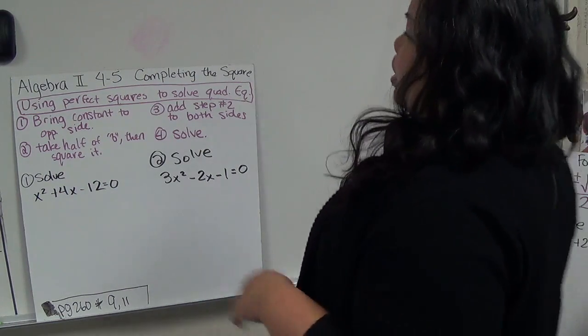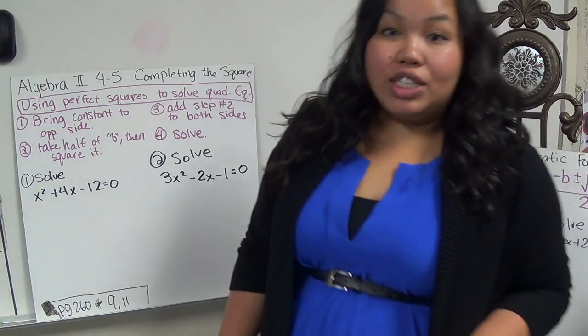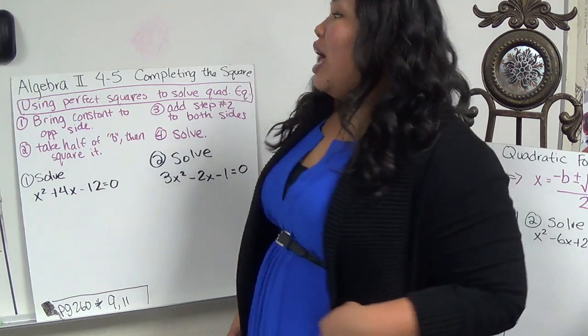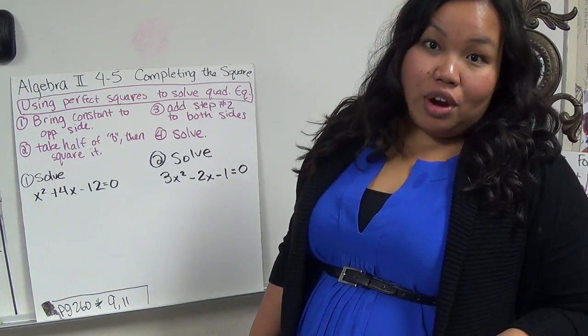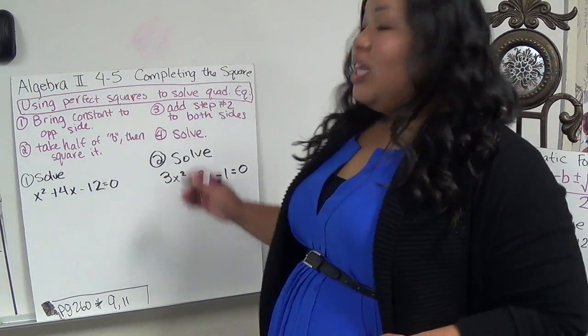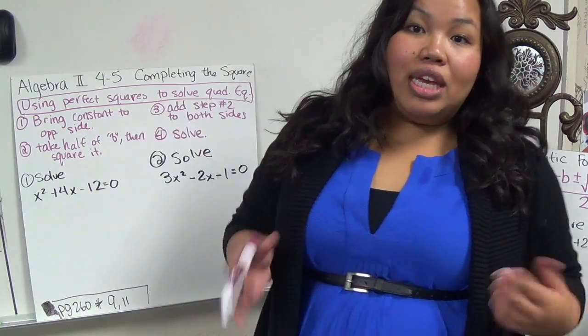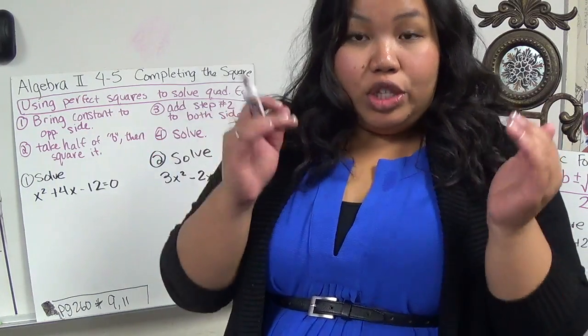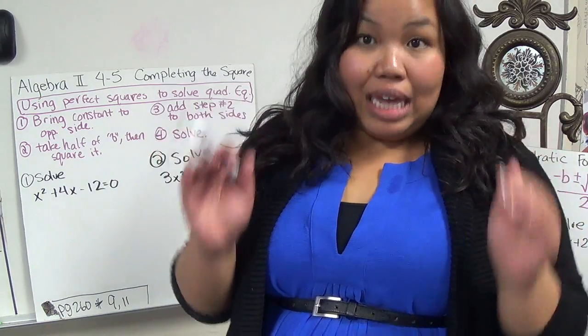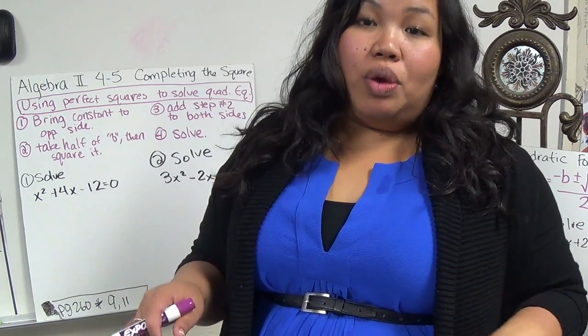In Algebra 2, Section 4-5, we're dealing with completing the square. Now that you guys are experts at square roots and imaginary numbers, we're going to use that to our advantage and manipulate the equation so that we get parentheses. Remember when we were doing factoring with the two bubbles? But we're going to get two of the same bubble, so that way we can square root both sides.